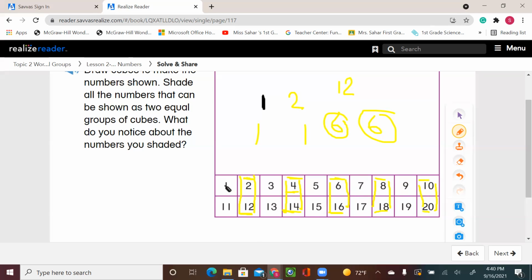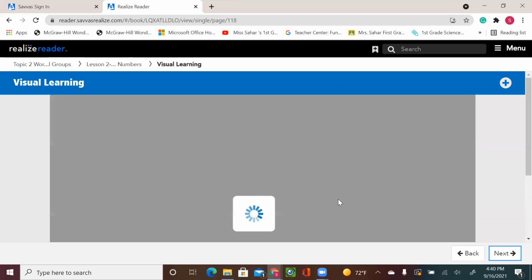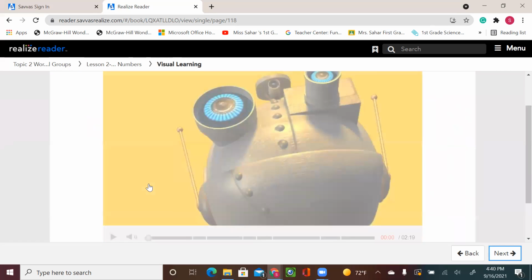But for example, numbers 1 and 11, I can't do that. If I have one counter or one cube, I can't split it into two equal parts. If I have 11, I can't. 3 and 13, no. 5 and 15, also we can't. 7 and 17, 9 and 19. Let's go to the next page and see what we have here.